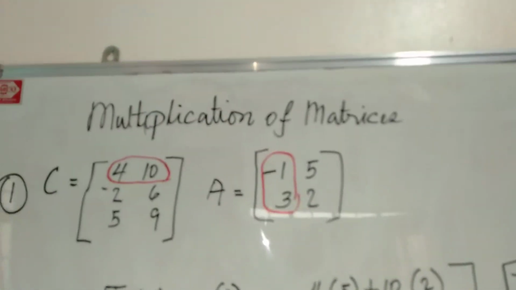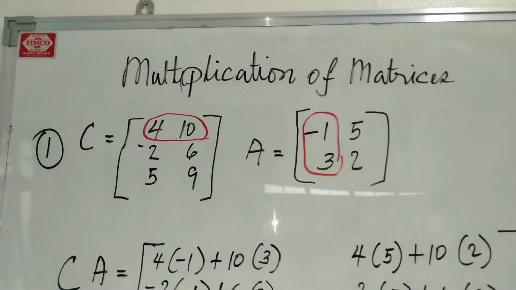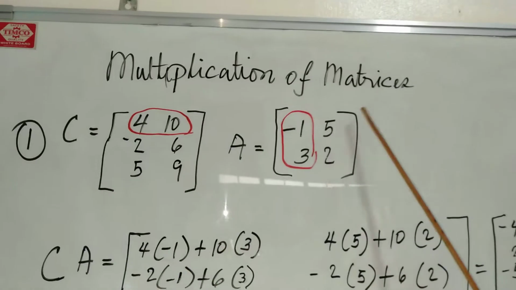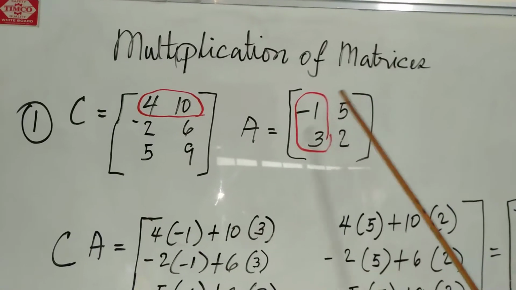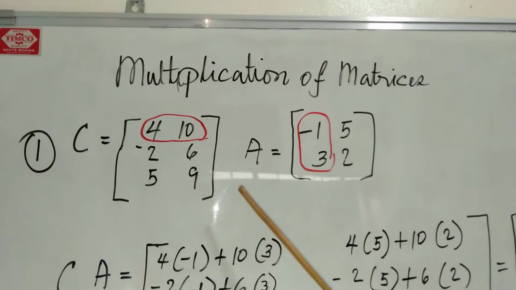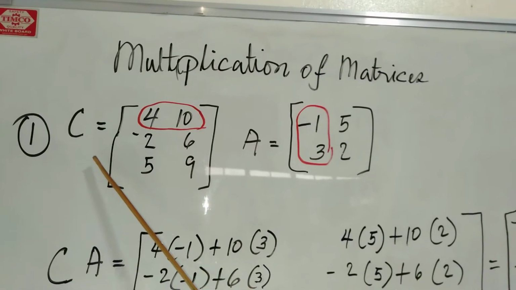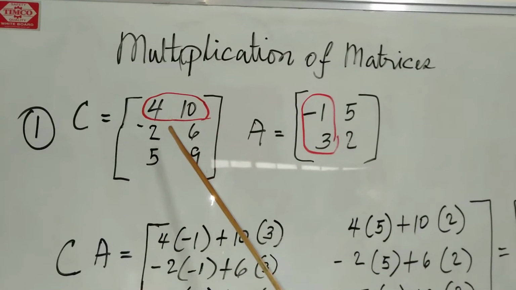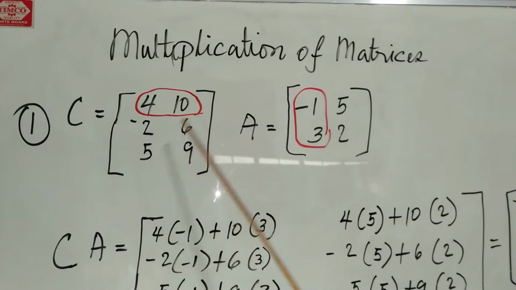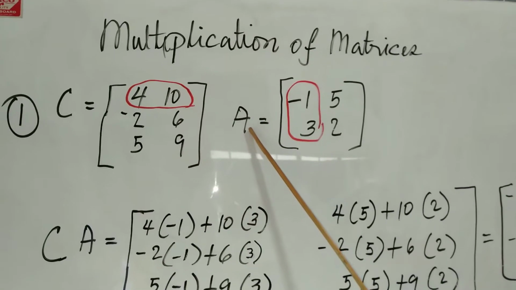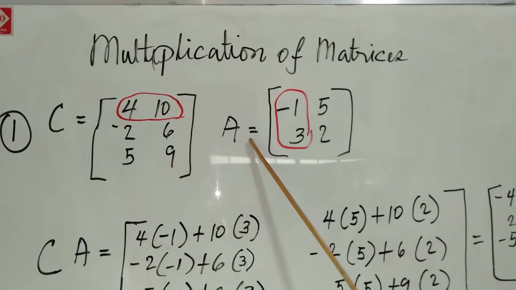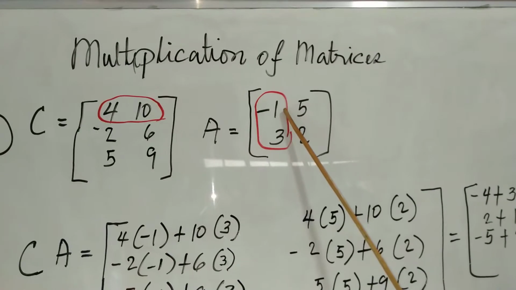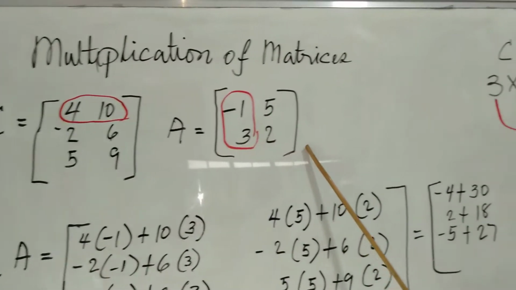Hi, today we're going to continue our discussion on the multiplication of matrices. We have two problems now. The first is matrix C with the elements 4, 10, negative 2, 6, and 5, 9, multiplied by A, which is equal to negative 1, 5, and 3, 2.